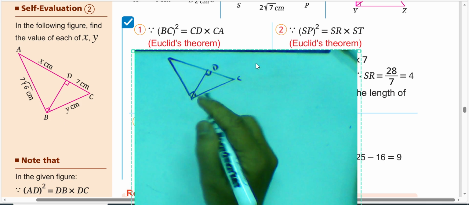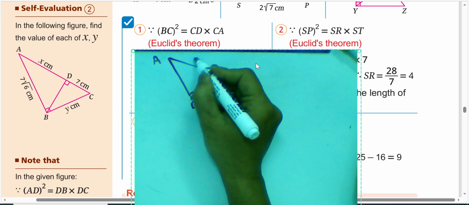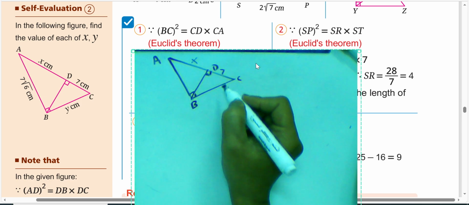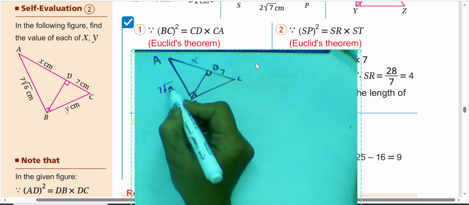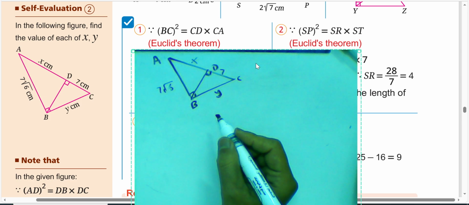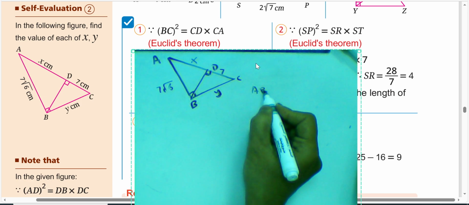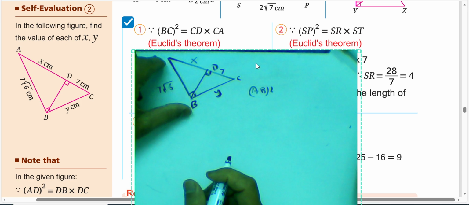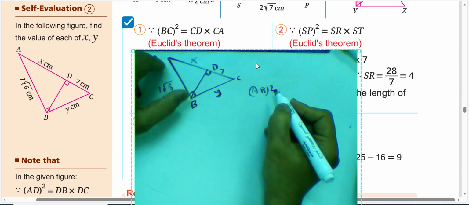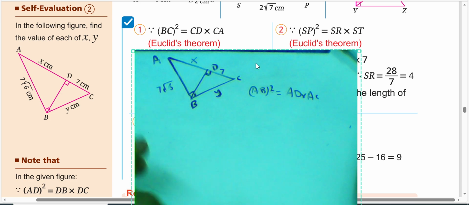We have DC and we have B and A, X, 7 centimeter and 7√6 and Y. Look, we can find the length by Euclid's theorem. Right, AB power 2. Look at here, AB power 2 equals the projection of AB, which will be AD. AB power 2 equals AD multiplied by AC. Okay.